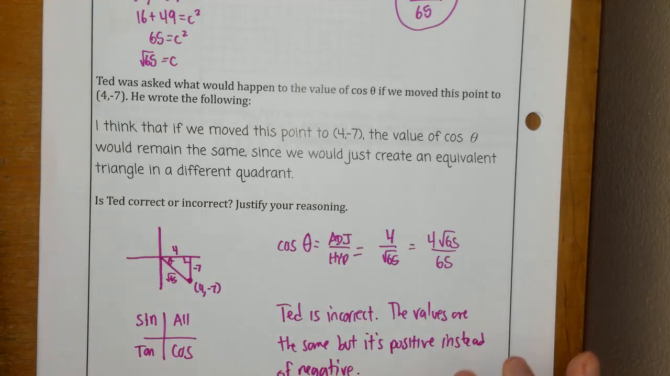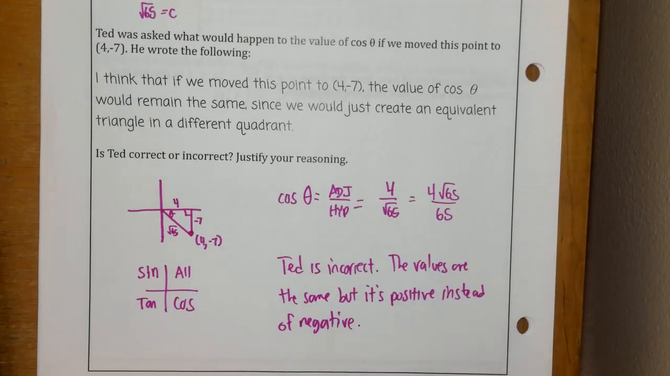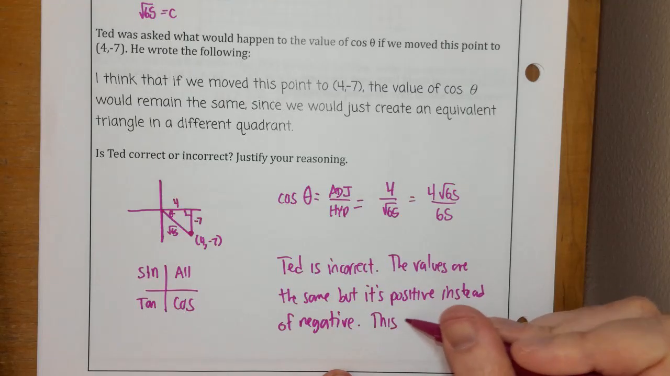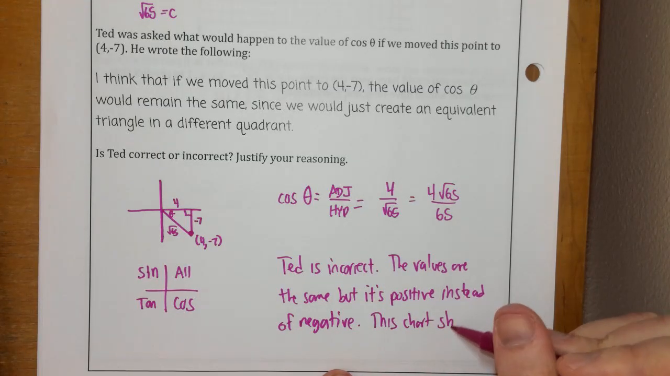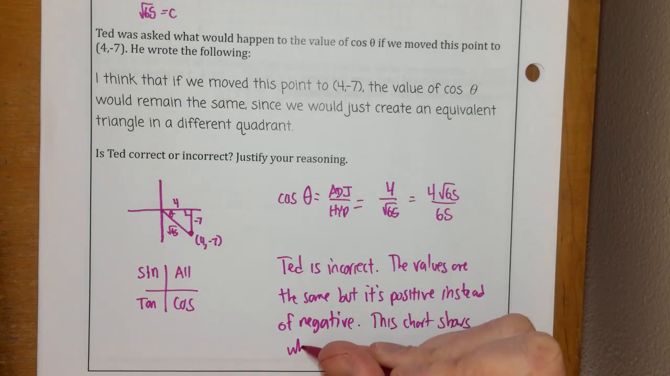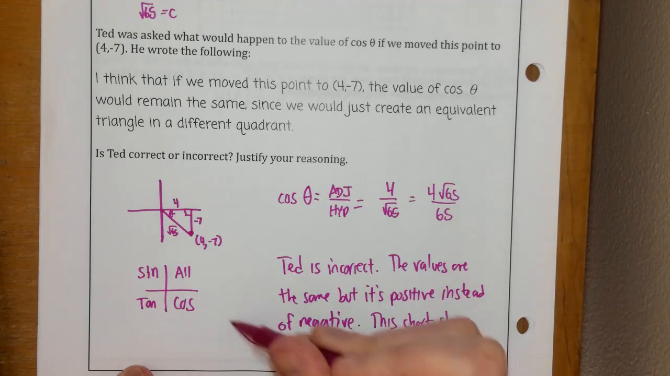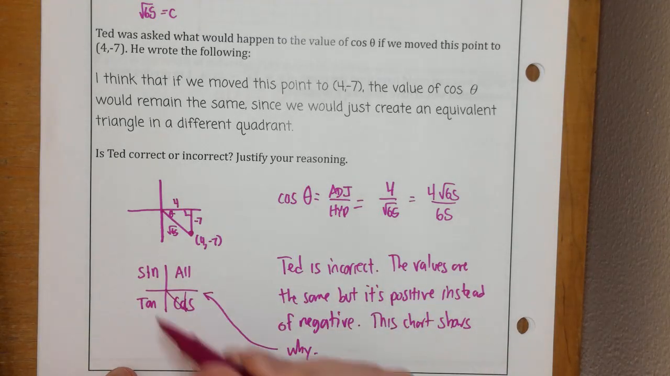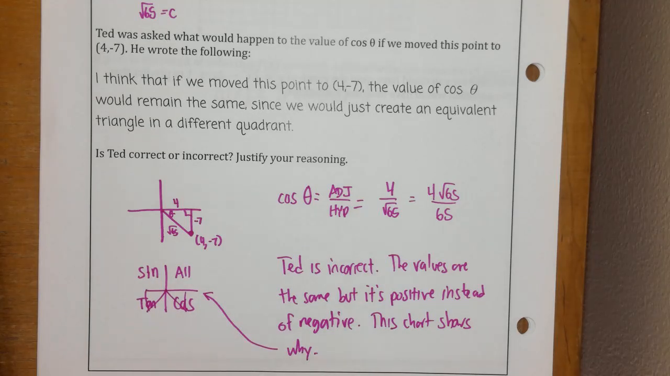And just in case we didn't justify it enough, let's say this chart shows why. We know that in this quadrant cosine is positive and over here it was negative. Just to be on the safe side, let's make sure we justify it enough.